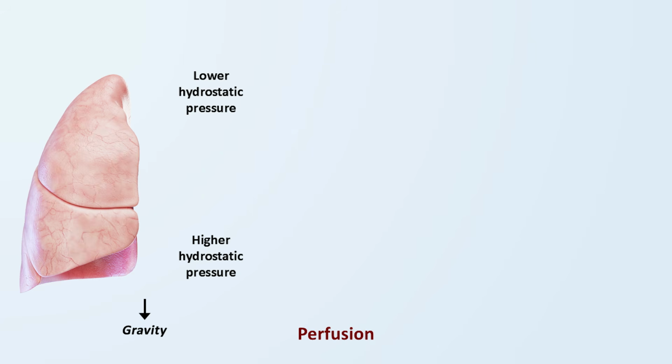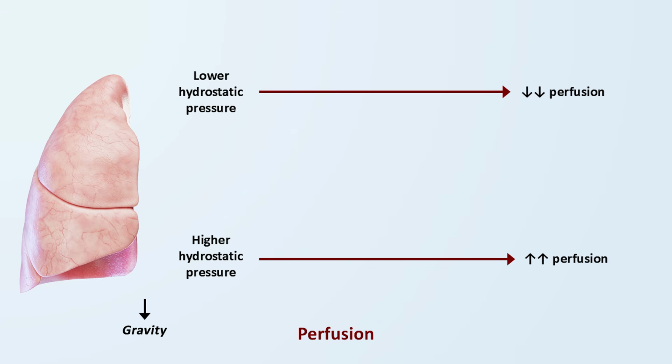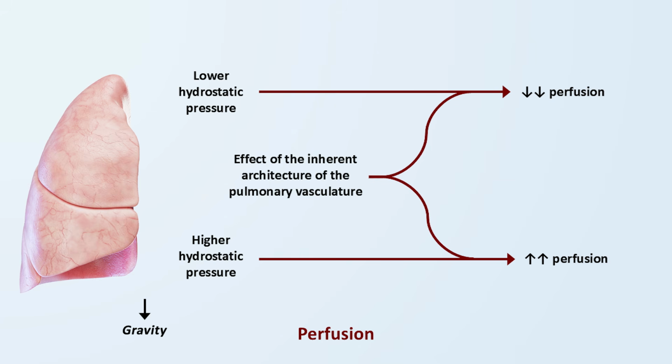For perfusion, there is also a gravity-dependent gradient of hydrostatic pressure within the pulmonary vasculature. So as with ventilation, there is also more blood flow at the base compared to the apex. The intrinsic architecture of the pulmonary vasculature also plays a role in the preferential flow of blood to the bases. Critically, however, when comparing regional differences in ventilation and perfusion, there is a smaller difference between ventilation at the apices versus the bases than there is a difference between perfusion at the apices versus the bases.